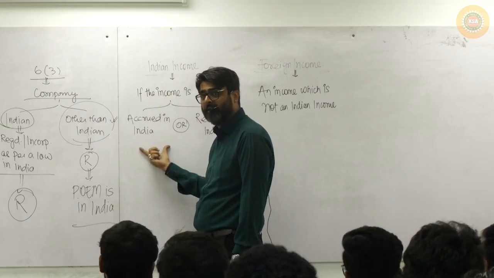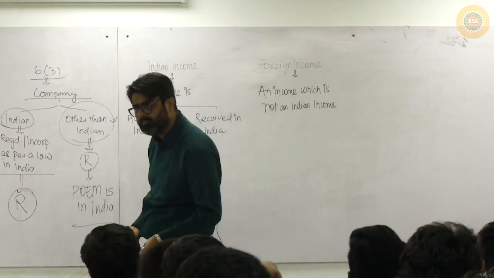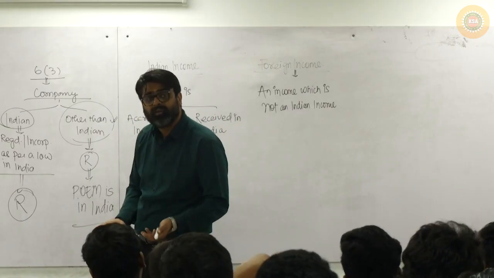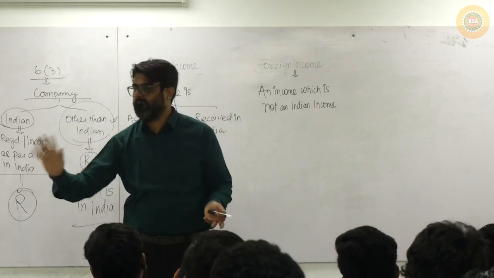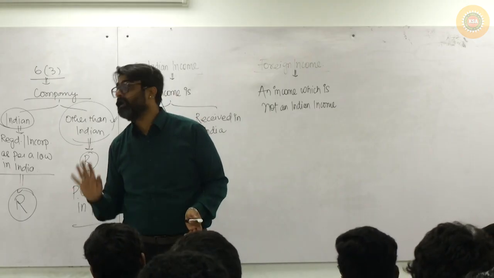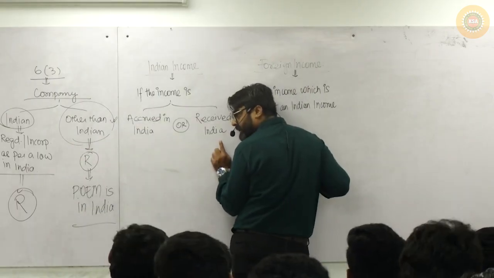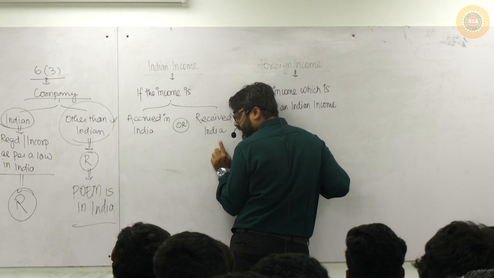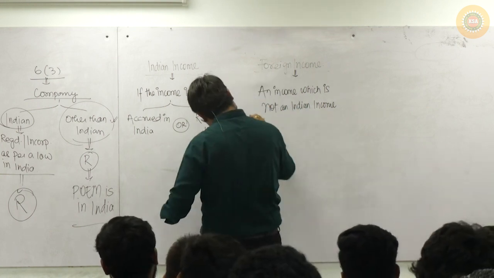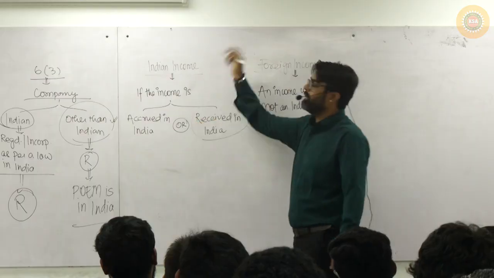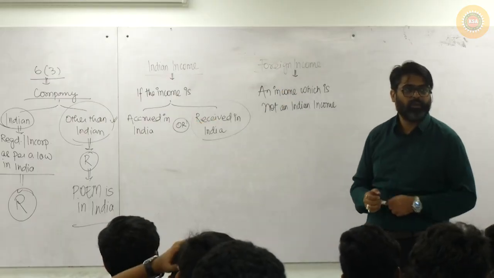Getting my point? So if accrual is in India, then whether the income is received in India or outside India will not make any difference. Or, if the place of receipt of that income is in India, meaning the income is received in India, it will also be treated as Indian income. What do you mean by receipt?